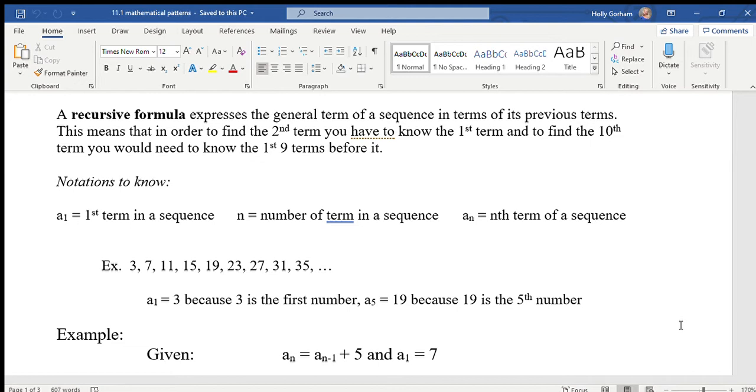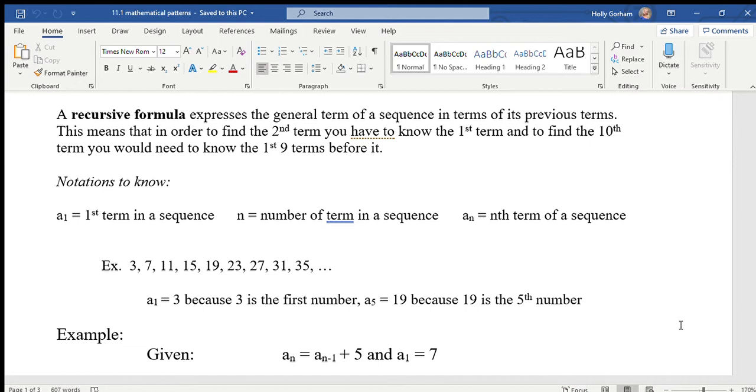Here's what this means. What that would mean is that in order to find the second term, you have to know the first term. So then to find the 10th term, you would need to know all 9 terms before it. So in a recursive formula, you can't find a term in the sequence until you know everything before it.